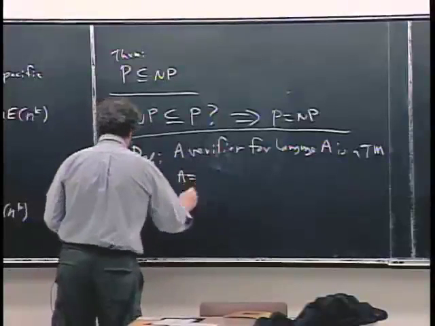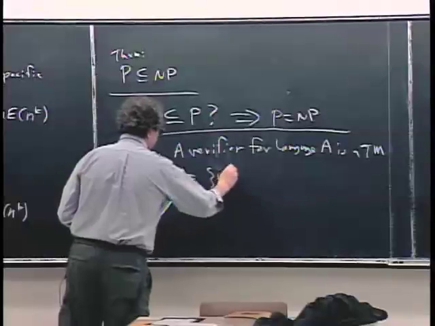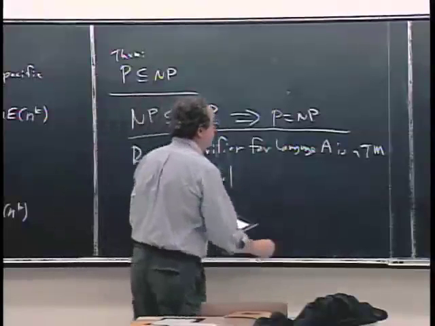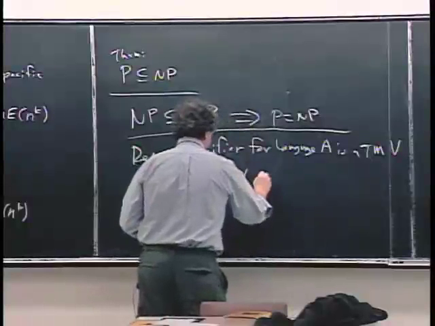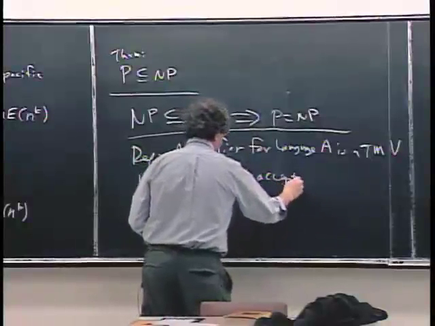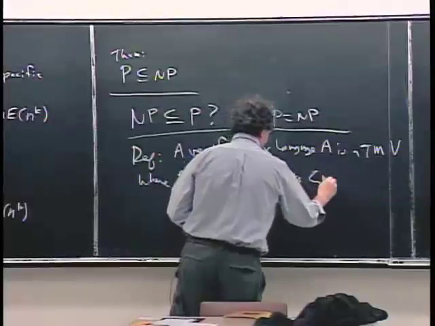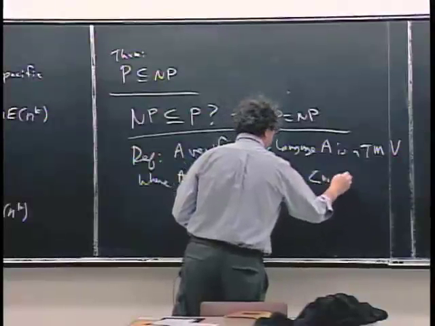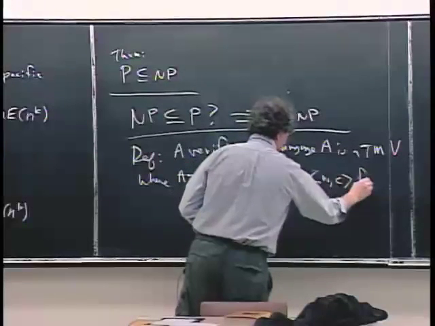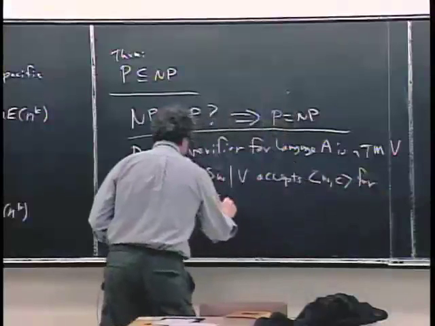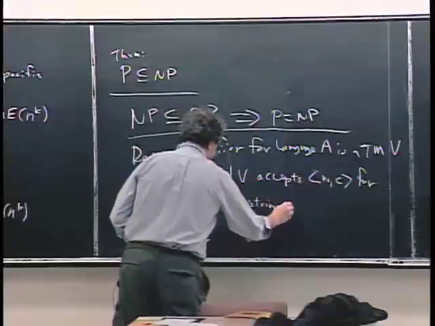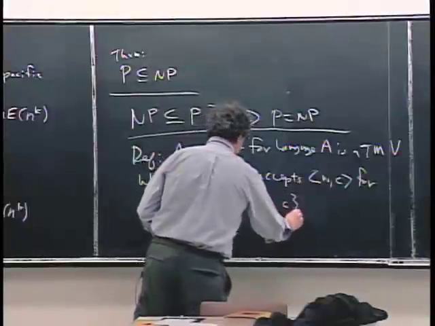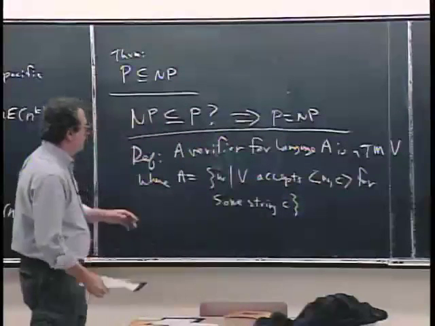Where A equals the set of W such that, for a Turing machine V, V accepts WC for some string C. Okay, so what is this saying?